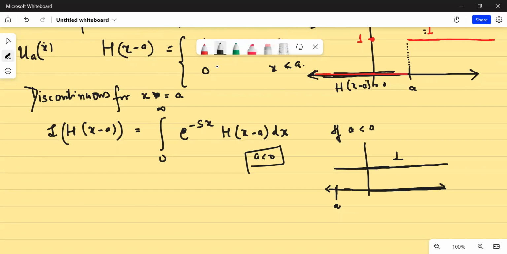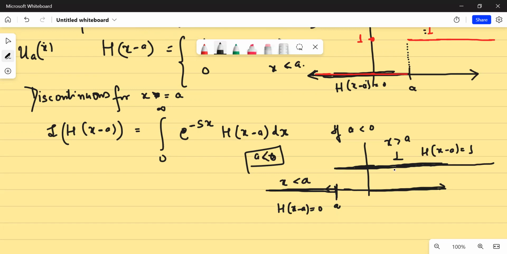Is that clear or not clear? See, if you take a less than 0, then a stays where it is. For all x greater than a, your function would be 1, and for all x less than a, your function would be 0. And for all x greater than a, your Heaviside function would be 1. Is that clear or not clear?